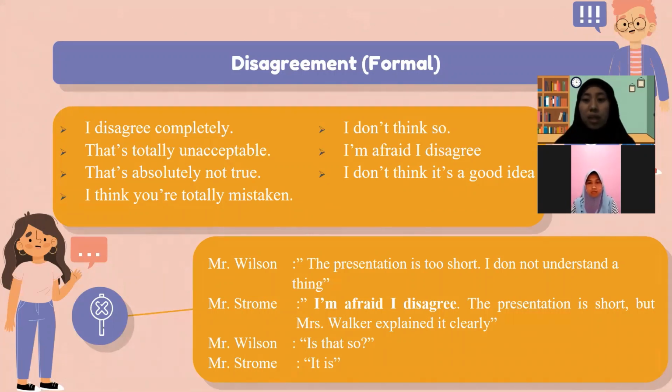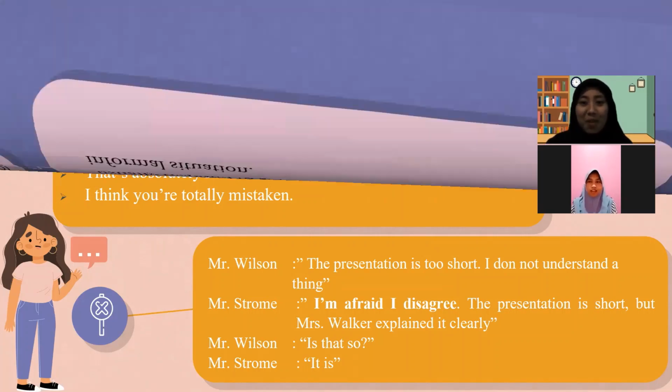Mr. Wilson talks about a presentation. He said the presentation is too short. I don't understand a thing. And then Mr. Strong said that I'm afraid I disagree. So Mr. Strong didn't agree with Mr. Wilson, and he used a phrase, I am afraid I disagree. Okay, guys, do you understand what I'm trying to explain here? Yes, ma'am. Okay, thank you very much.